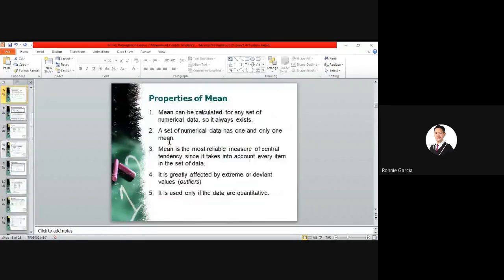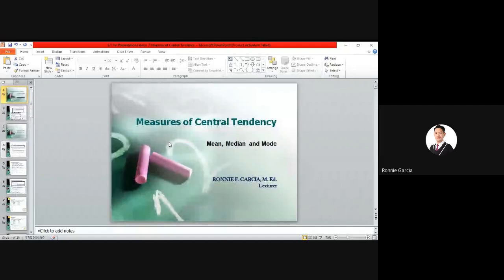So that ends our discussion about the measures of central tendency. Do you have questions? None so far, sir. None so far. So for the remaining time, we still have few minutes. So a glimpse, because our next discussion will be on Friday. The measures of variability will be discussed.